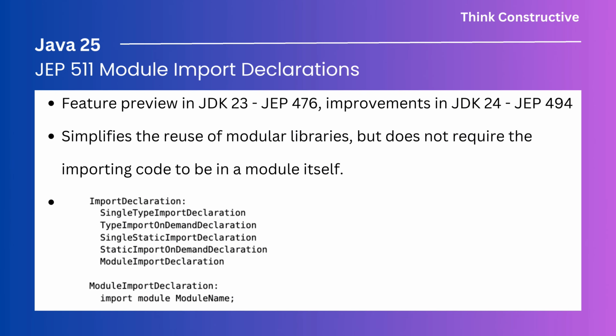Another important improvement is the finalization of module import declarations with the ID as JEP 511. This feature was first previewed in JDK 23 with JEP 476 and further improved in JDK 24 with JEP 494. What does this feature do? It simplifies the use of modular libraries, but it does not require the importing code to be in a module itself. And here is the syntax which is being displayed on the screen.